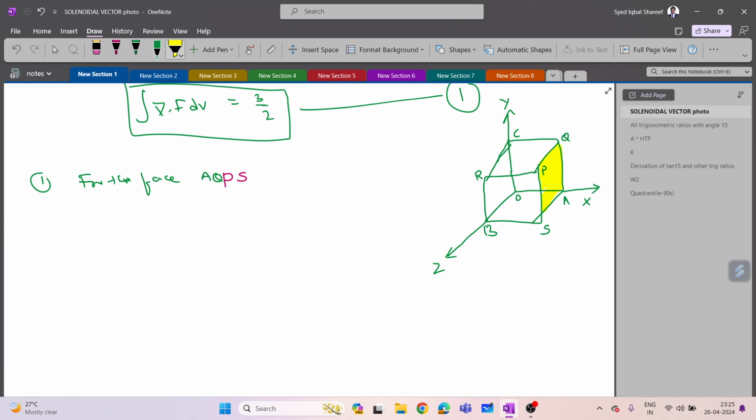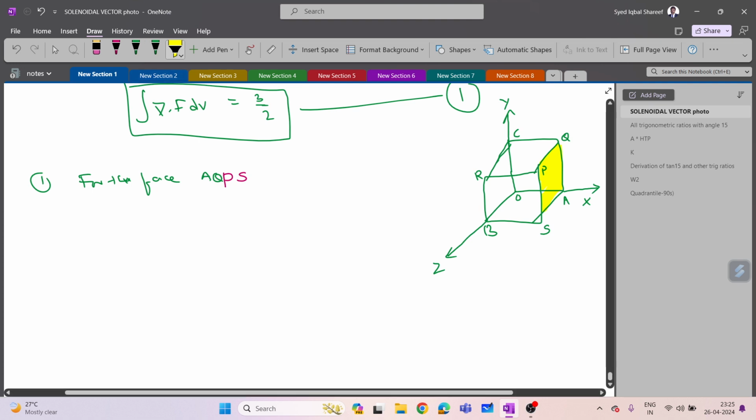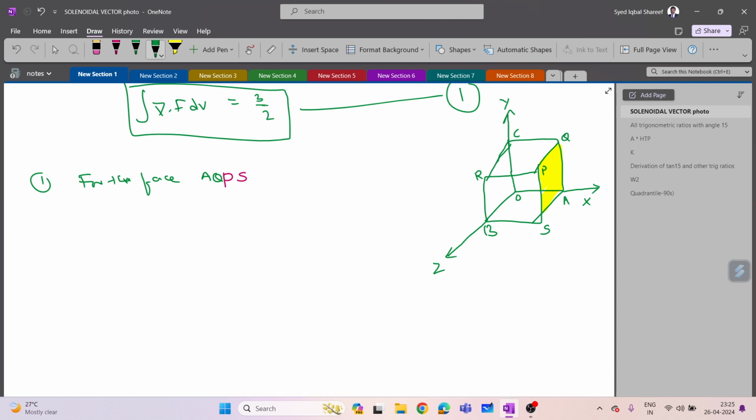This is the phase AQPS, you see x is starting from 0 to 1. For the phase x equal to 1, and unit vector n equal to i we will take. And y is running from 0 to 1, and z is 0 to 1. And our dS is dy dz.